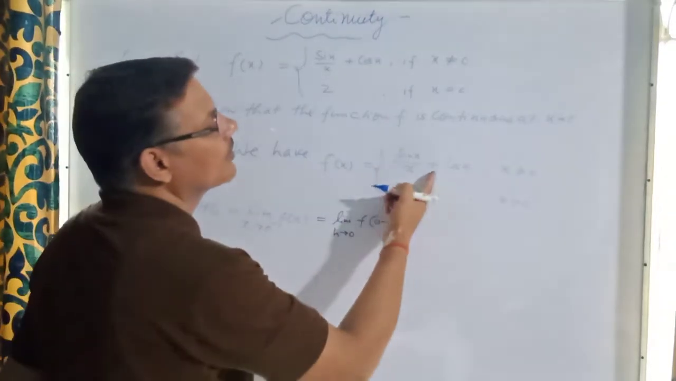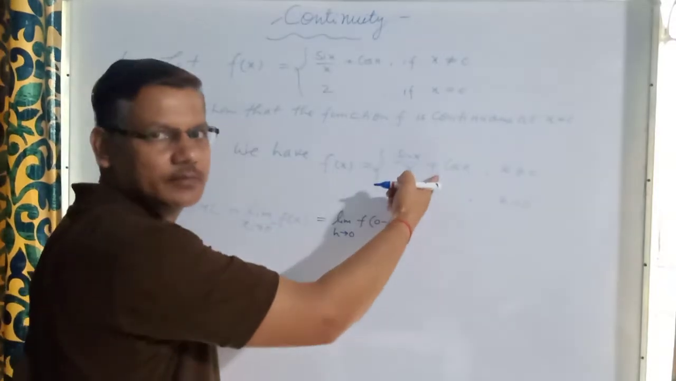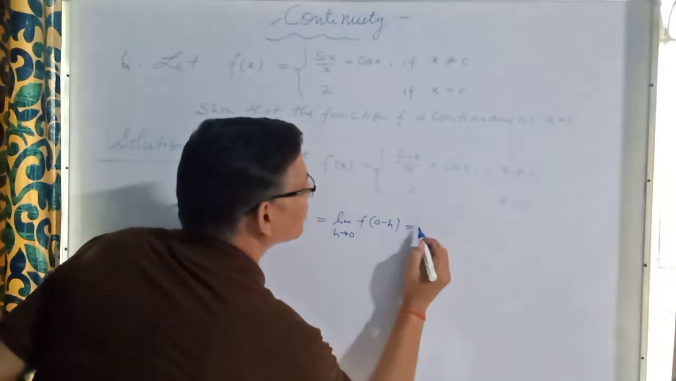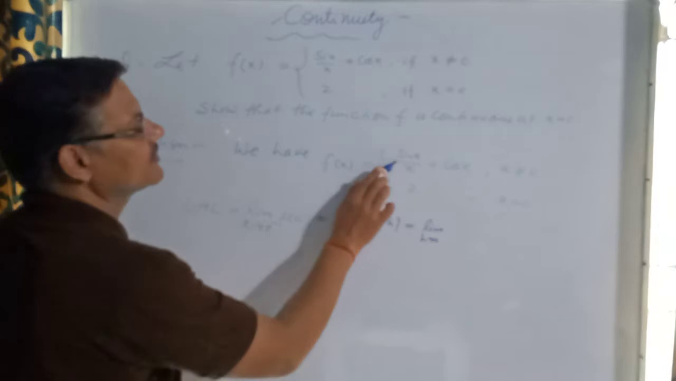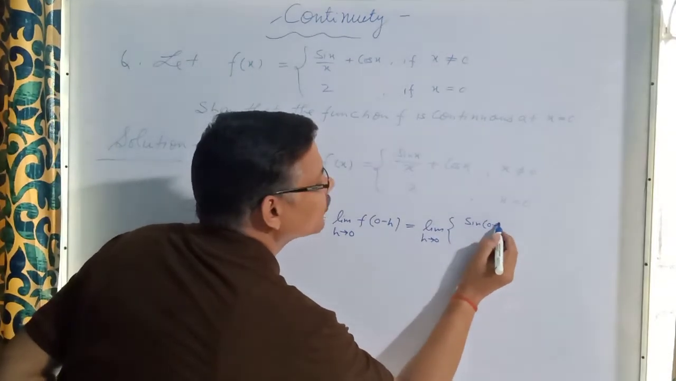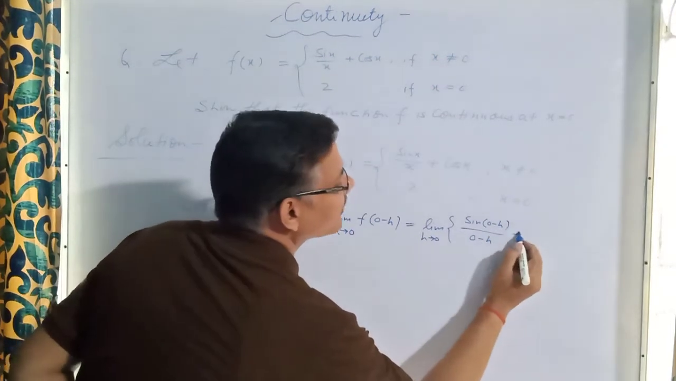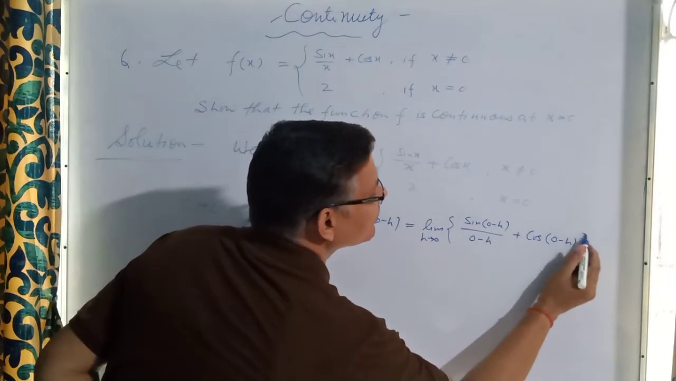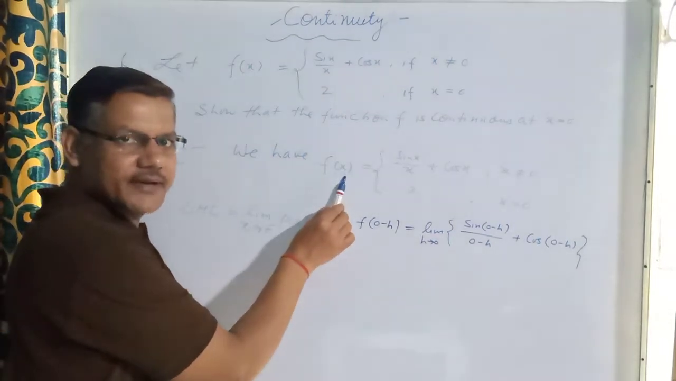This is a common value of the function. For x not equal to 0, it means the same thing for more than 0 and the same for less than 0. So from here we get the limit as h tends to 0. The function is this in this case. So we write sin of (0 minus h) divided by (0 minus h), plus cos of (0 minus h). Simply we put 0 minus h in place of x.